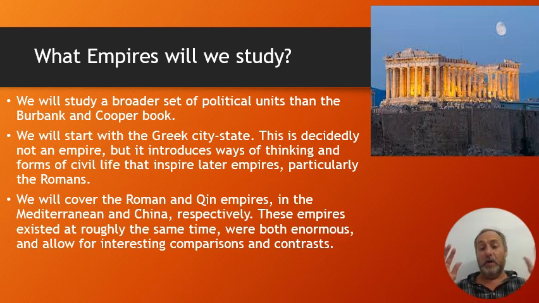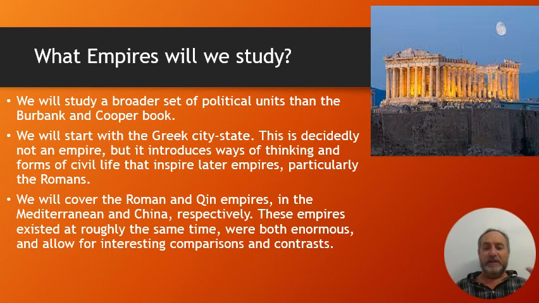The Romans were in the Mediterranean, right? They started in Italy and expanded to swallow up most of the Near East, up as far as Britain in the north. And then the Qin were in China, and in fact, the word China comes from Qin. Qin is pronounced Qin. These empires, we'll talk about them at the same time because they existed about the same time. There wasn't a ton of interaction, but they were both enormous, both roughly contemporaneous.